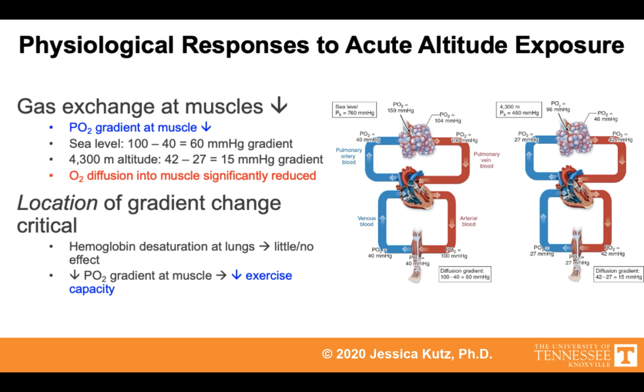Because of this very small diffusion gradient, we're making it really hard to move the oxygen from the lungs to the exercising muscle. So from an exercise capacity standpoint, when the hemoglobin is desaturated at the lungs, we don't notice much effect. Instead, the fact that the partial pressure gradient at the level of the muscle becomes so small, now we actually notice a decrease in exercise capacity, because this is where metabolism is actually taking place, and we're utilizing that oxygen to produce ATP for energy.